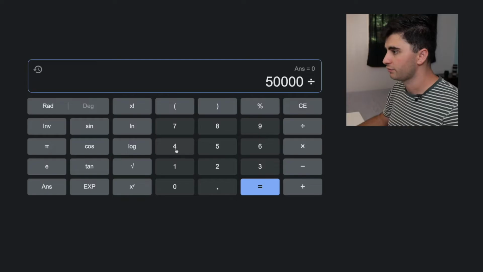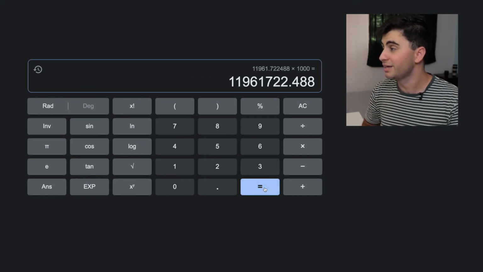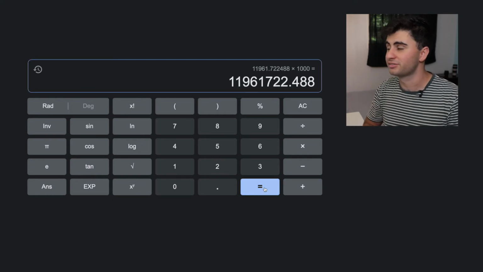So the median income for an Australian, according to the Australian government, is between $50,000 to $60,000 a year, and for the sake of this maths, I'm going to go with 50,000. So all I need to do is basically divide 50,000 by 4.18, and then multiply that by 1,000. You can see that I would need 11,961,722 views and a half to get to the point where I'd be earning 50,000 from AdSense.